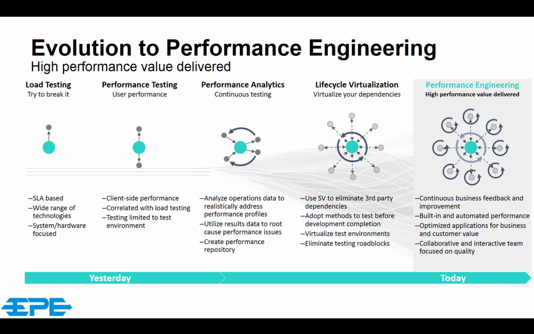You'll see some acronyms in here. The one that I wanted to call out under lifecycle virtualization, the first bullet there, use SV to eliminate third-party dependencies. SV is service virtualization. So again, there's a lot in this slide, but as you're thinking about why and how and these different pieces around effective performance engineering, I've always found this to be a great way to help people start thinking about it, and something that you could bring to the table to share, well, here's what a quote-unquote maturity model could look like and some of the elements under each one of these pieces.